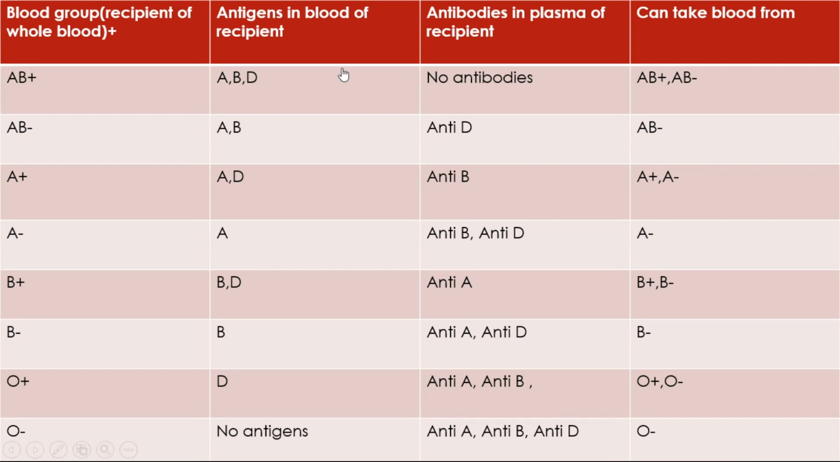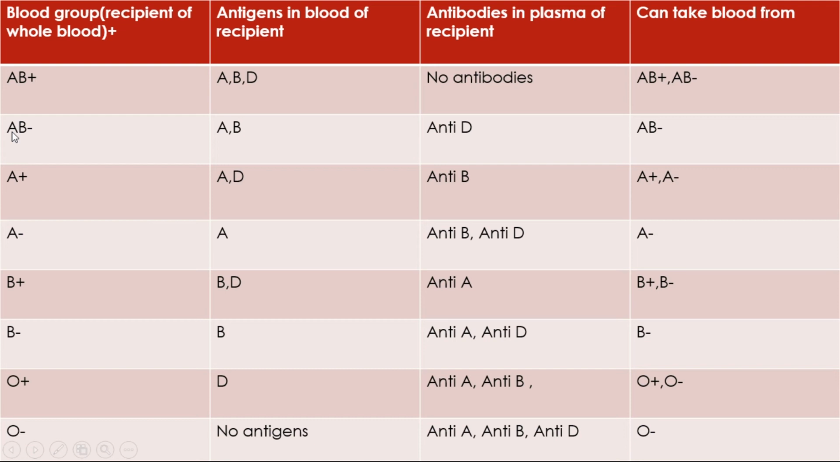Okay, why can other blood groups not donate to AB positive or negative? If we give blood group A, that will have antibodies for B in the plasma, and those antibodies will recognize the antigen and they will cross react. If we give group B, B positive or negative, they will have antibodies for A and they will cross react with antigen A.